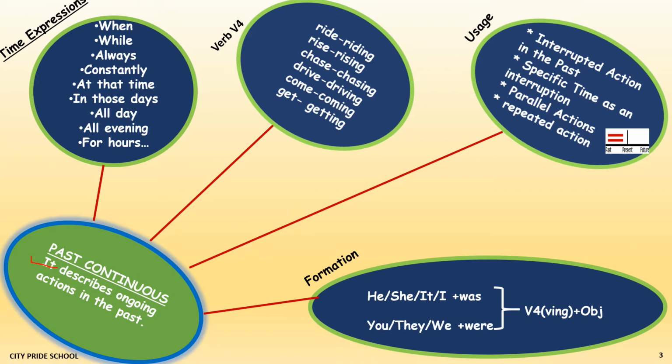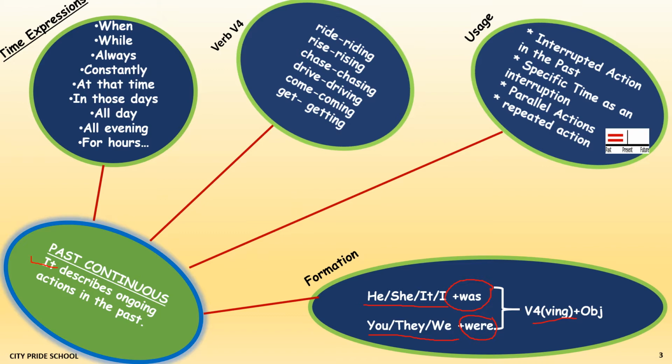Now, the structure you already know. When the subject is singular, it is followed by was and then V4, the ing form of the verb, plus the rest of the sentence. If the subject is plural, then we should use were plus the ing form of the verb, that is V4, plus the rest of the sentence.